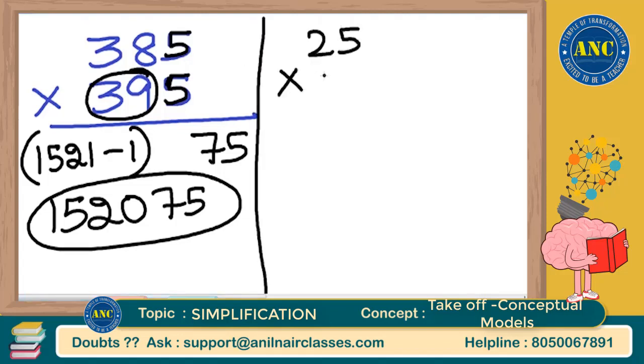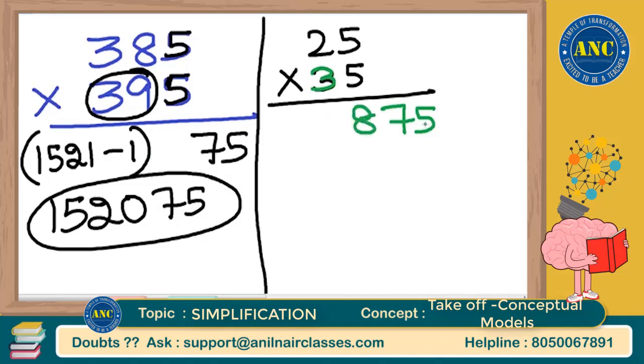Suppose 25 into 35. Last two digits are 75. Take the bigger number, 3. 3 square is 9. 9 minus 1 is 8. 875. I believe it should be very clear for my students.